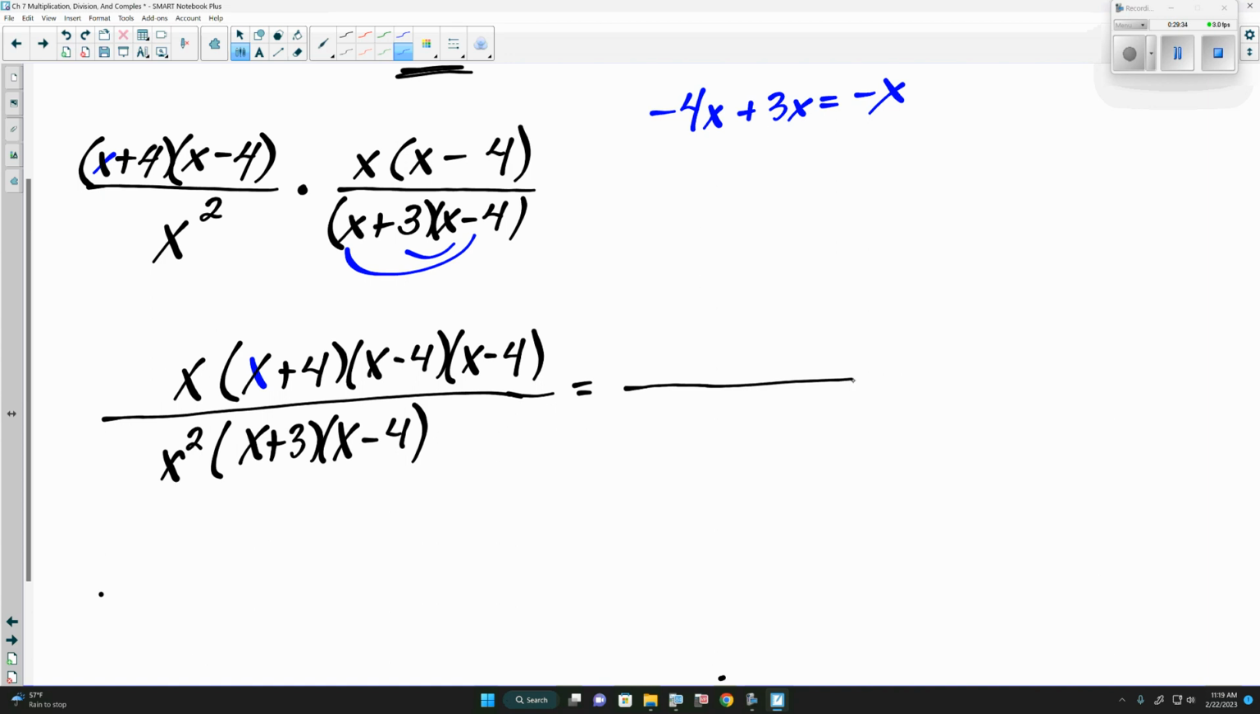Now at this point, we need to see what we have in common on top and bottom. x minus 4 will cancel out. Do we have any other sets of parentheses in common on top and bottom? So we can fill those into our answer. So we have x plus 4 times x minus 4 on top, and on bottom we have x plus 3. Do we have anything else in common on top and bottom?